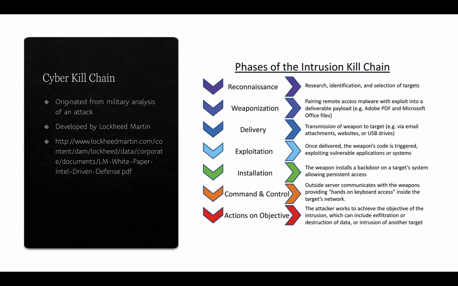And then of course there are the actions on the objective. The attackers work to achieve whatever objective they had, which could include exfiltration or destruction of data, or intrusion into another target. So whether the attackers were trying to steal data, or just stop you from accessing the data and then demanding a ransom, or spying, or any other purpose. So the kill chain is one. There are lots of variants of this, but this is the basic principle that you have to understand.